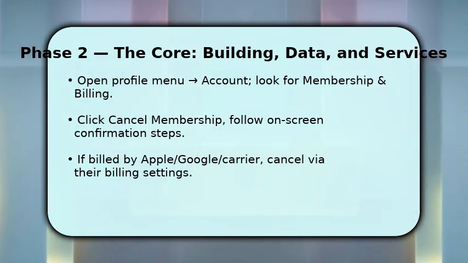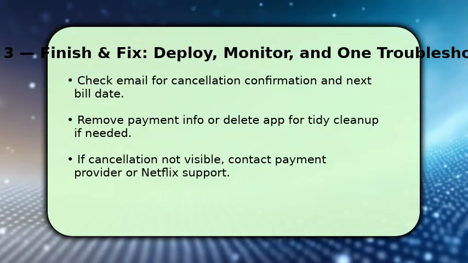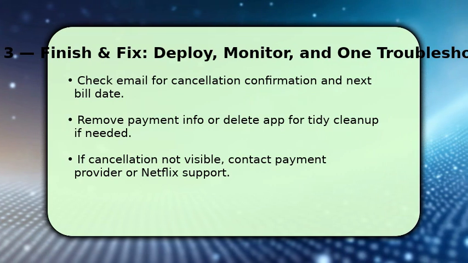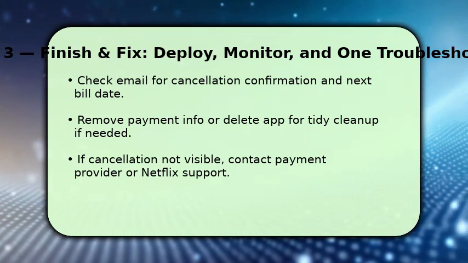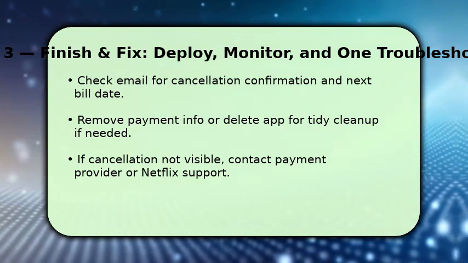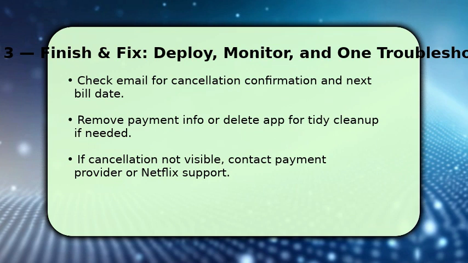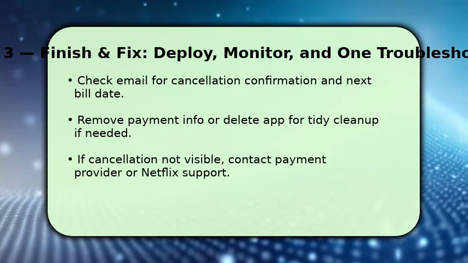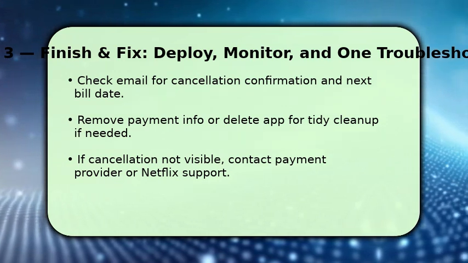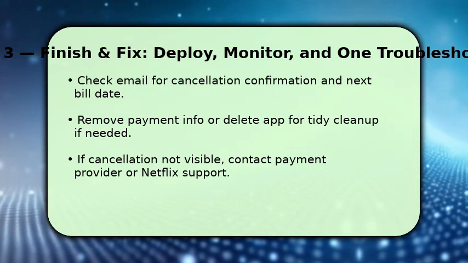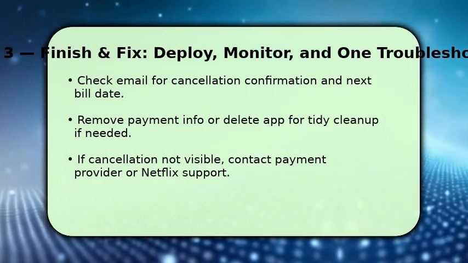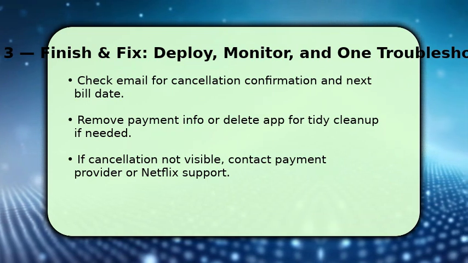Once done, you will receive an email confirming cancellation. Save it as proof and verify the final access date so you know when streaming stops. Make sure to remove saved payment methods from the account or uninstall the app if you prefer a clean break. This prevents accidental renewals. If you expected a refund or see no cancel option, contact your payment provider or Netflix support right away.